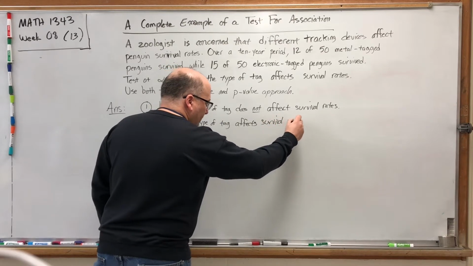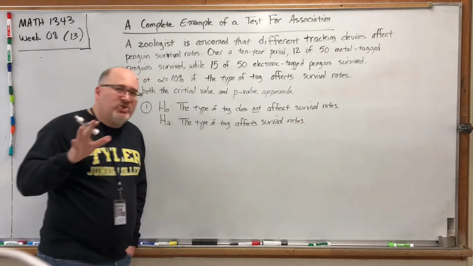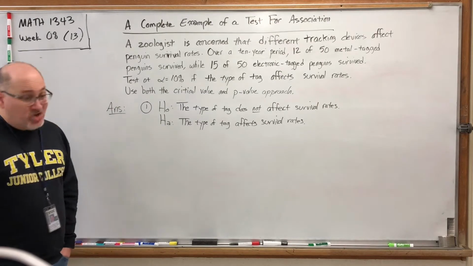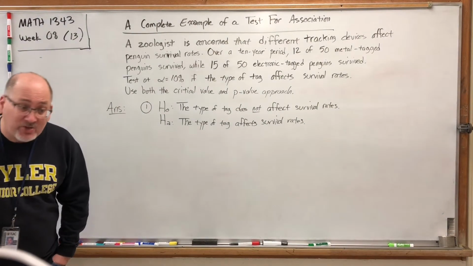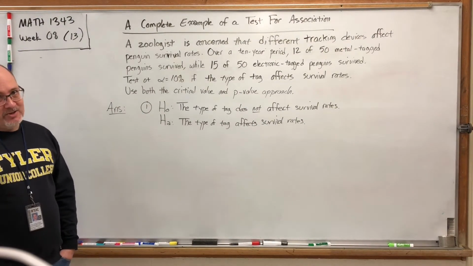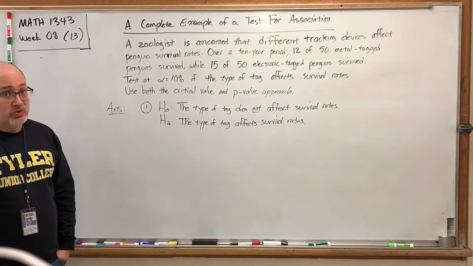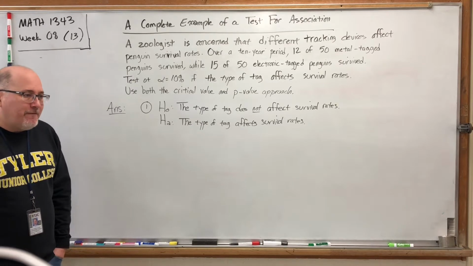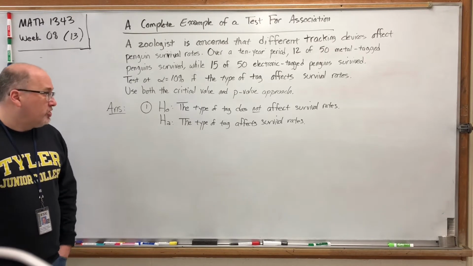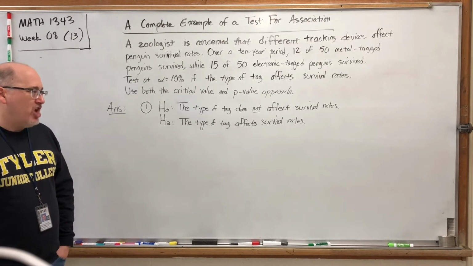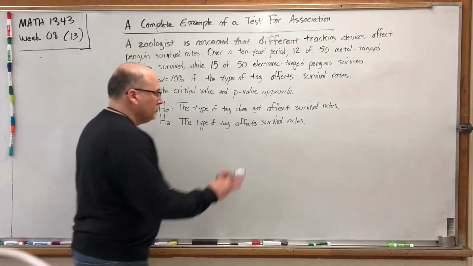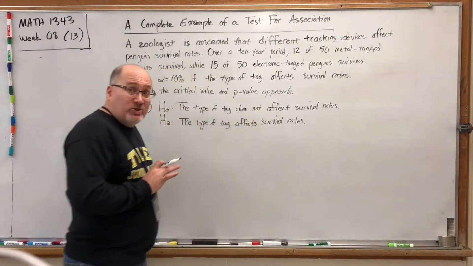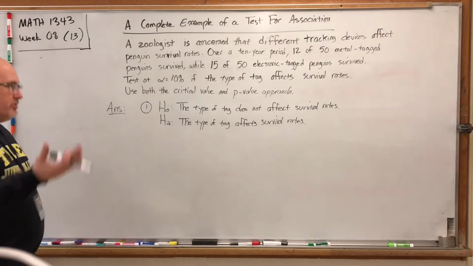Now, the other version of the hypotheses are perfectly correct. There is not an association between type of tag and survival rate. There is an association between type of tag and survival rate. But it's important to know that those can be phrased using different words, such as the type of tag does not affect survival rates, as opposed to it does. All right, so step 1, state the hypotheses.